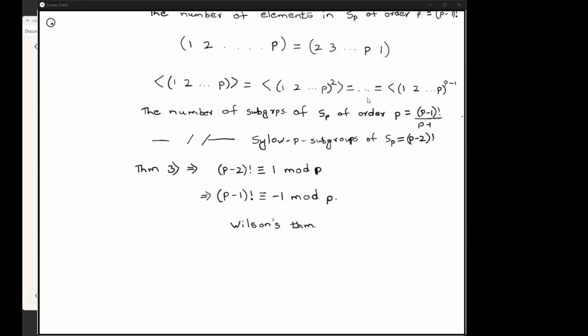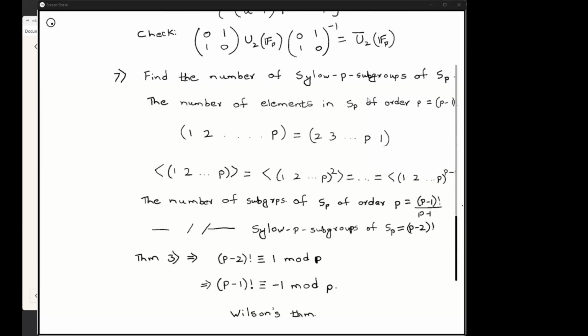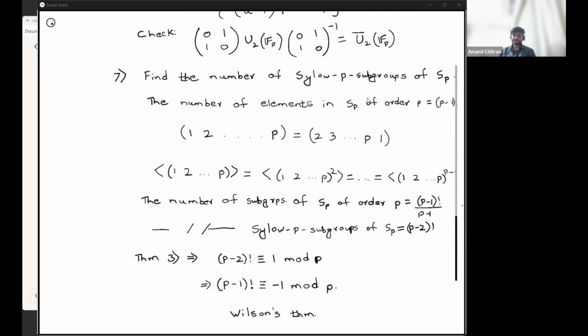Sir, could you explain that line, like the generator, in the generator that is written up to 1 to p, then 1 to p square, then 1 to p minus 1? Yeah, so I am claiming that if you have an element sigma, which is a p cycle, then its square generates the same subgroup.